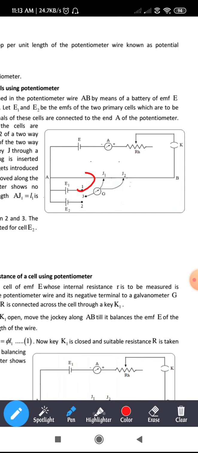Next, the negative terminal of the battery has been connected to the ammeter. Again, from the ammeter, it has been connected to the rheostat. Next, from terminal B, it has been connected to the plug key, and from the plug key to the upper terminal of the rheostat. So this is the construction.